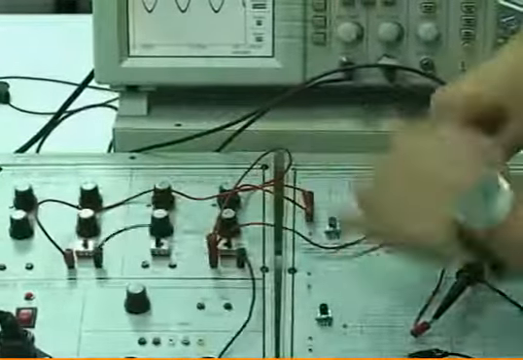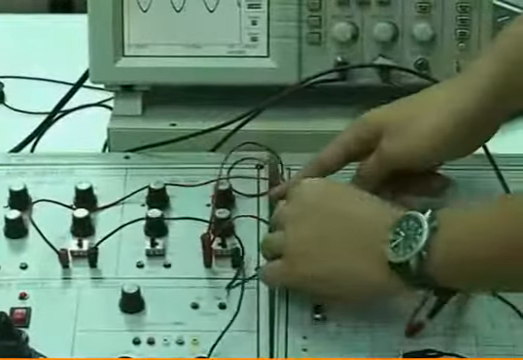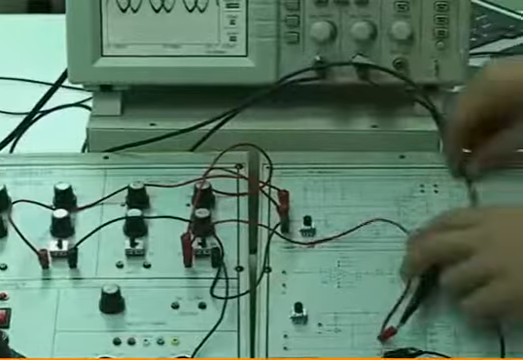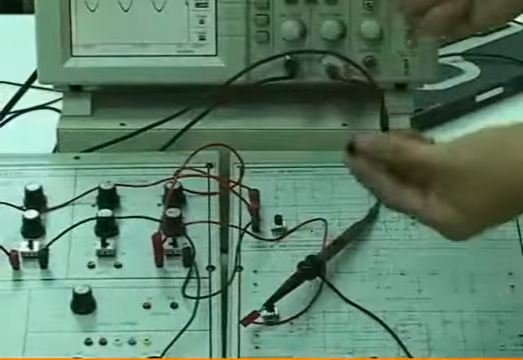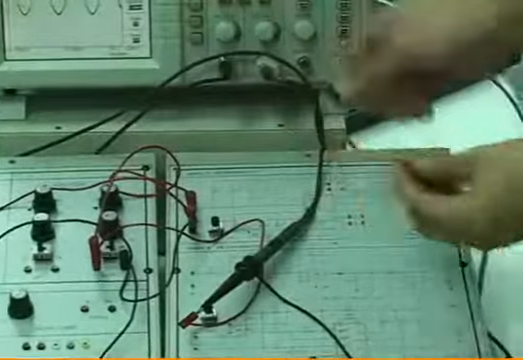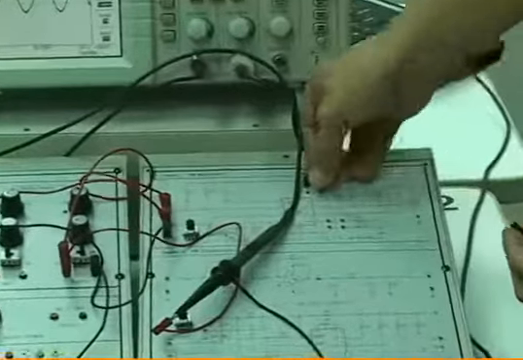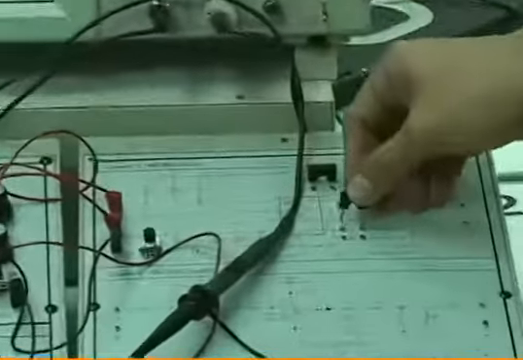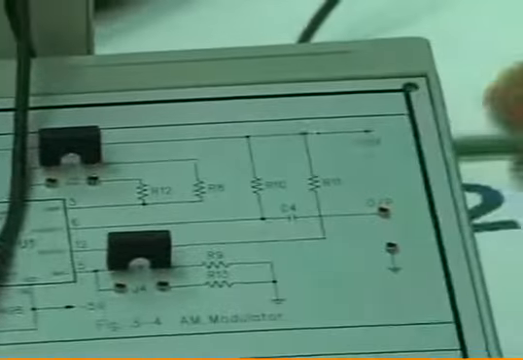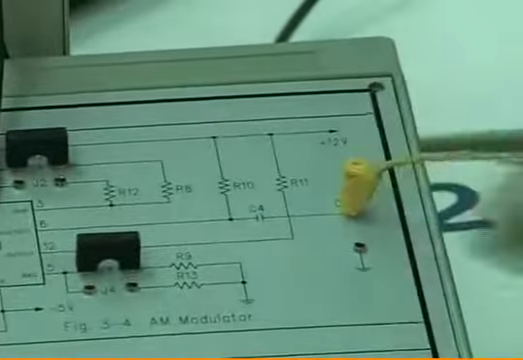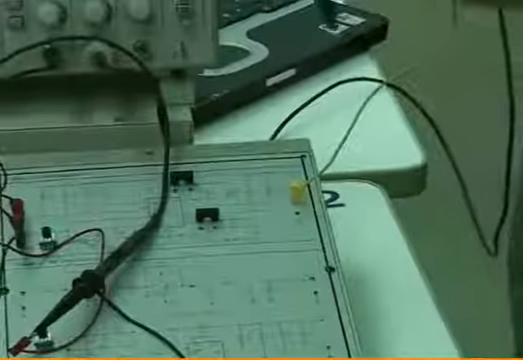And for the ground point, we connect all the ground points together. Then we use 2 jumpers to connect it to the IC to set up the gain and the bias of the IC. And for the output, we'll connect it to channel 2 of the oscilloscope.